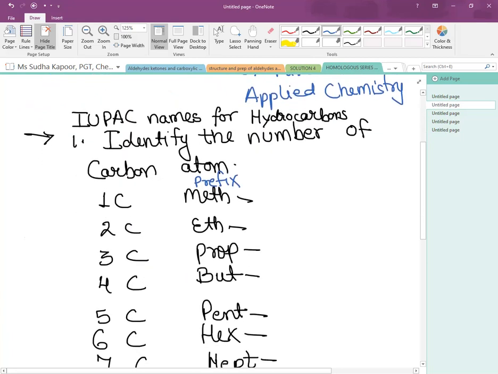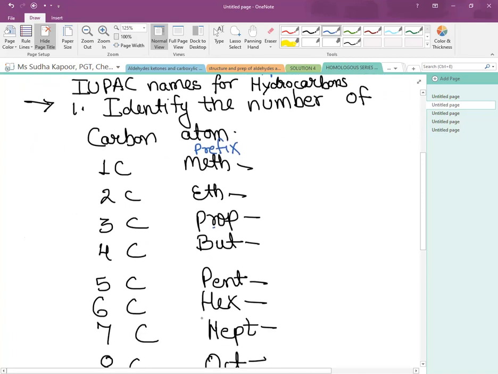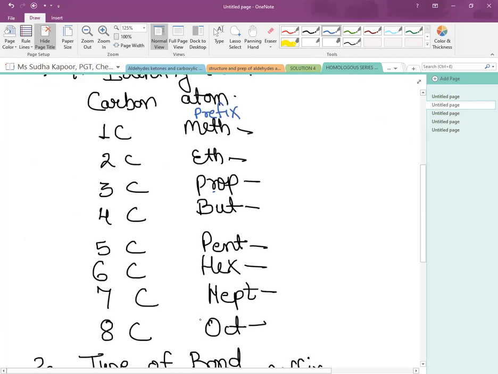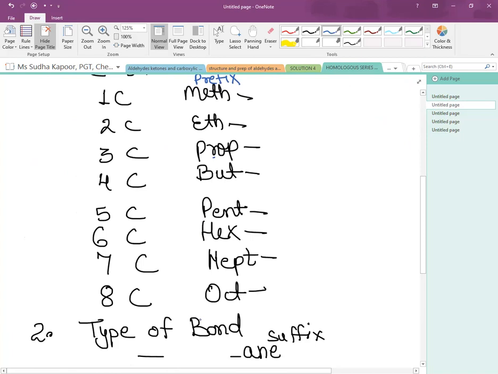For 3 carbon, the prefix is prop. For 4, but. For 5 carbon, pent. For 6 carbon, we will be using the prefix hex. Similarly, for 7, hept, and for 8, oct. The chain can be increased similarly because carbon compounds can have any number of carbons in their structure.